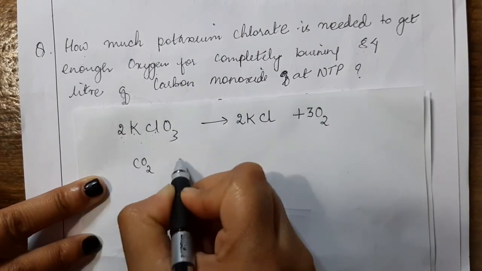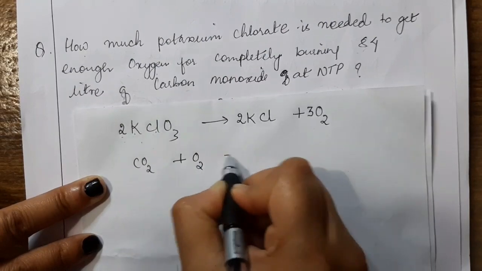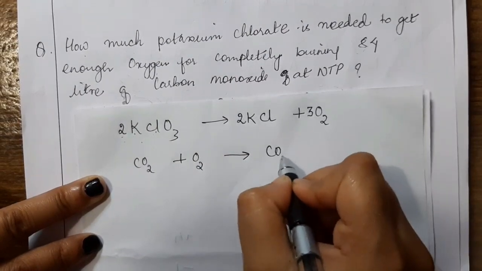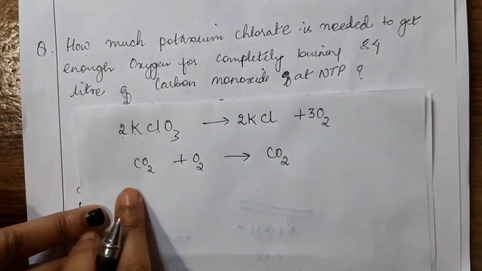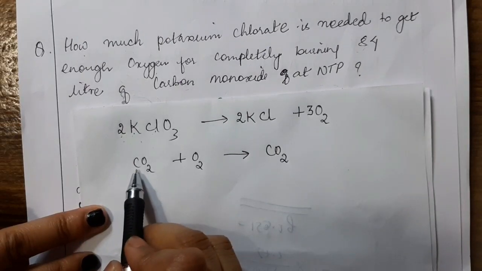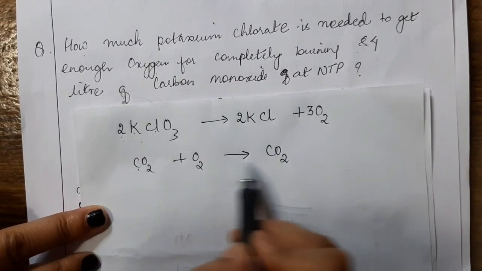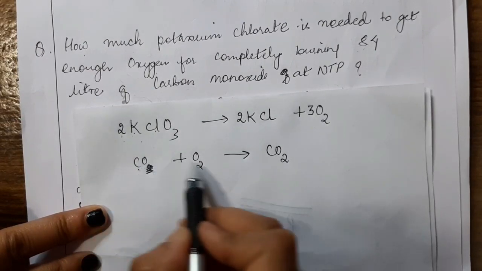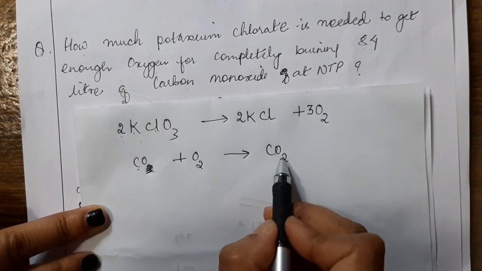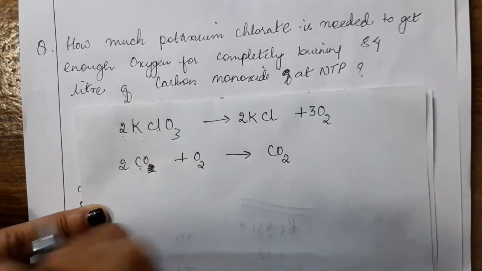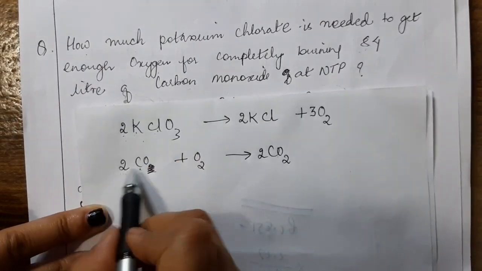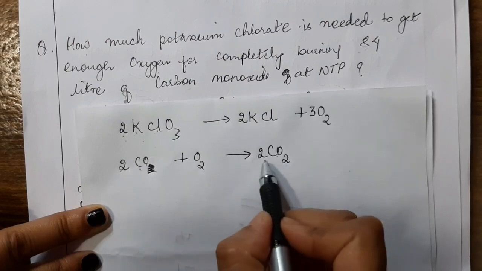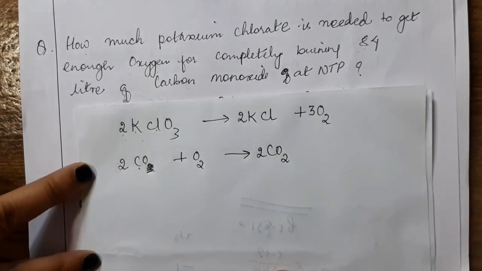Carbon monoxide, when it burns in oxygen, the product formed is carbon dioxide. Let's balance this equation. Carbon 1. Carbon monoxide is CO. Oxygen is 2 plus 1, 3, on the one side and 2 on the other. So let's make it 2 first here, then 2 carbon, 2 plus 2 is 4, 2 2s are 4. These are the two equations.